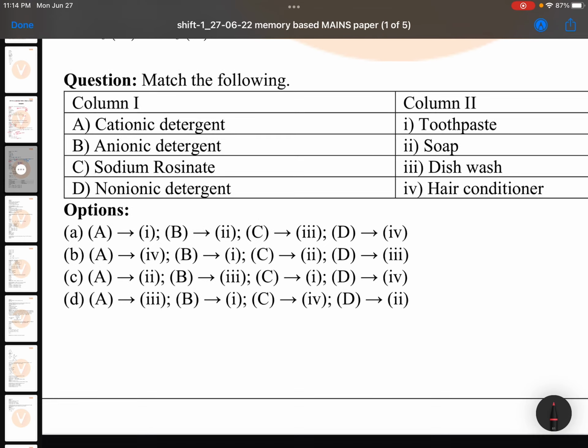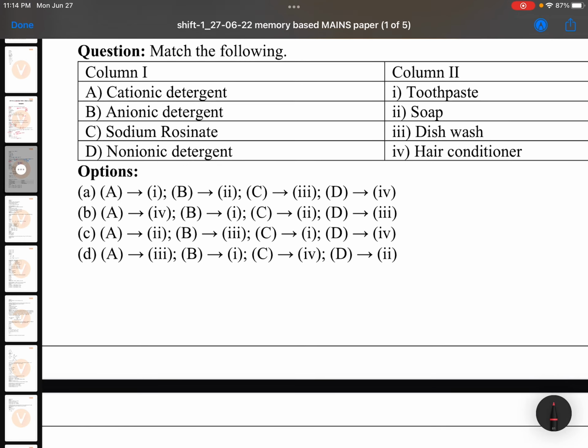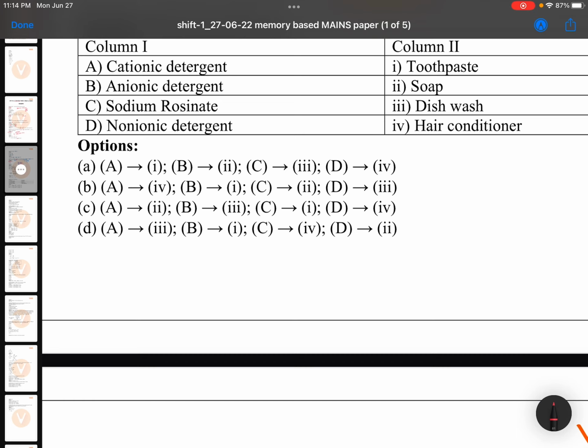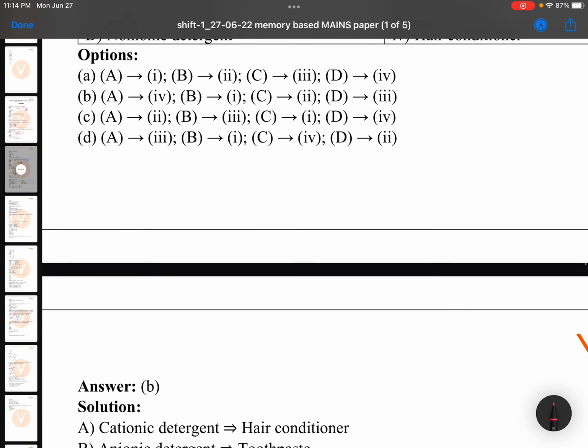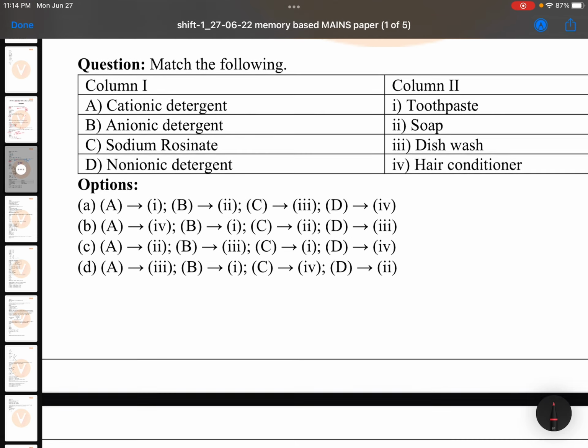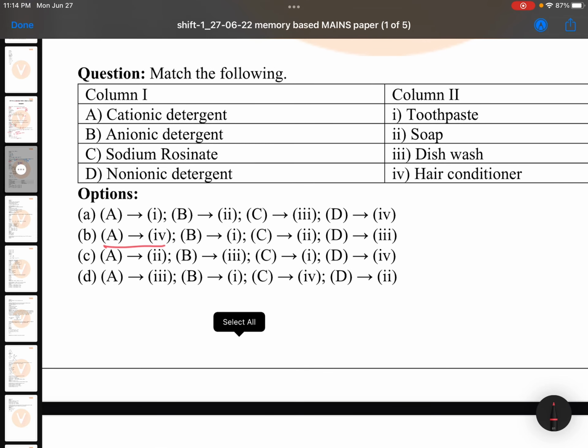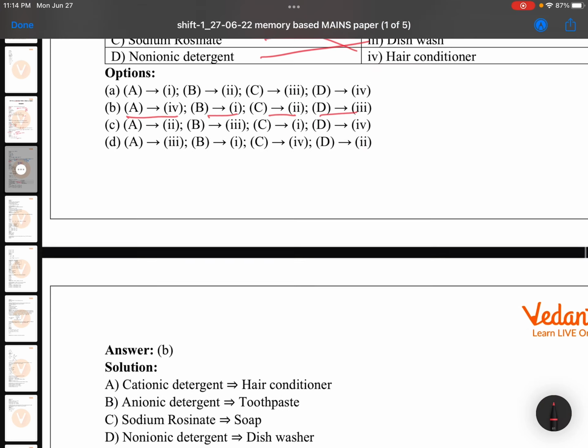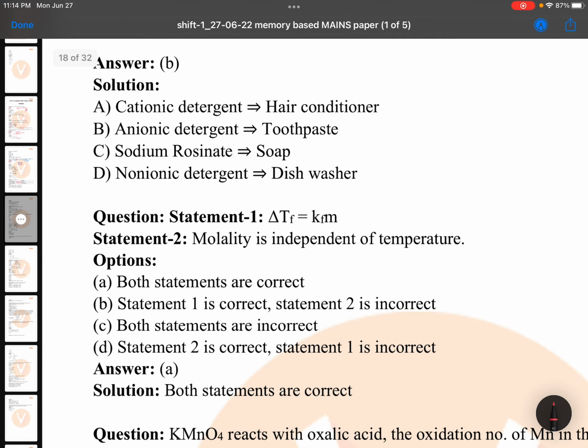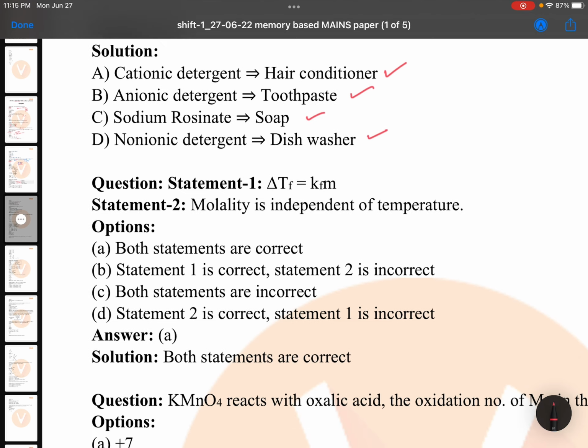And this is again a memory based question. Match the following: cationic detergent, anionic detergent, sodium rosinate, and non-ionic detergent. Answer is showing B here. B means A4, B1, C2 and D3. You need to remember, nothing else. Cationic detergent: hair conditioner; anionic detergent: toothpaste; sodium rosinate is soap; and non-ionic detergent is dishwasher.